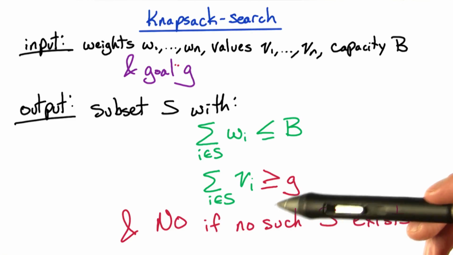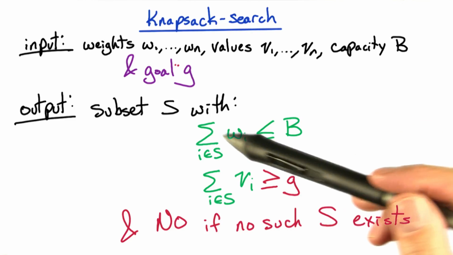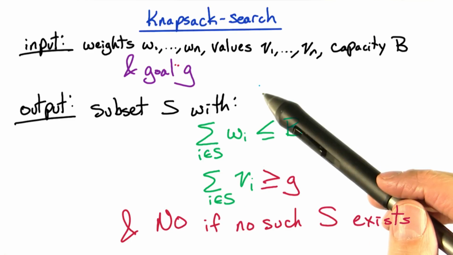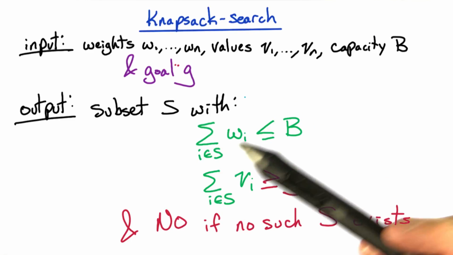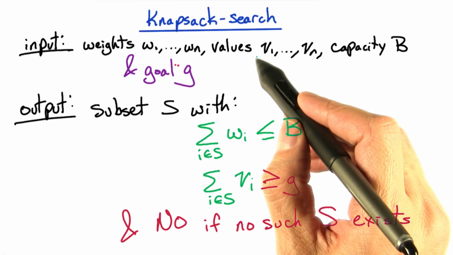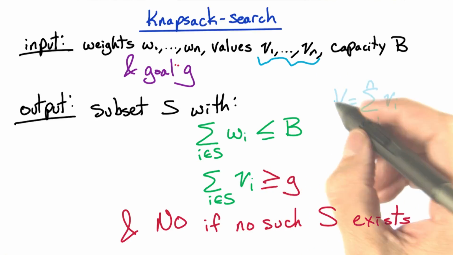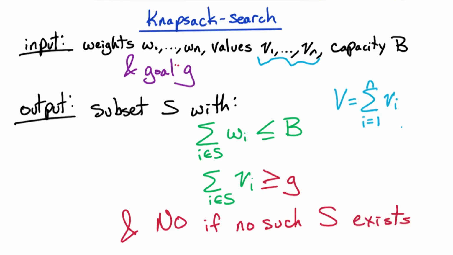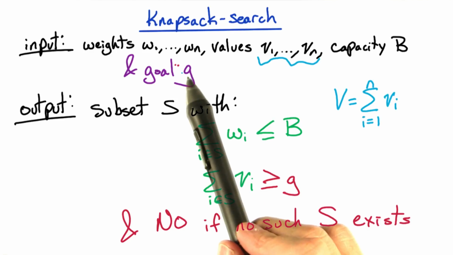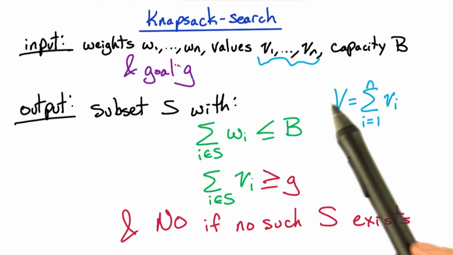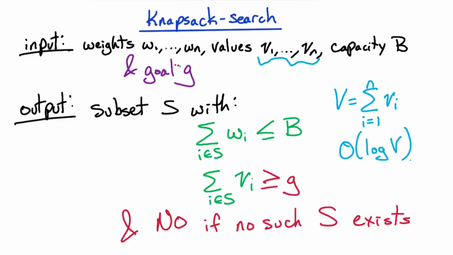How many rounds in our binary search are we going to have to run? How many of these Knapsack Search version problems are we going to have to run in order to solve the optimization problem? Well, let's look at the sum of these values. Let's let capital V be the sum of all the values. Certainly the max of this total value that we can achieve is at most capital V. So we're going to do binary search on little g ranging between 1 and capital V. So the total number of rounds in our binary search algorithm is going to be at most order log V.